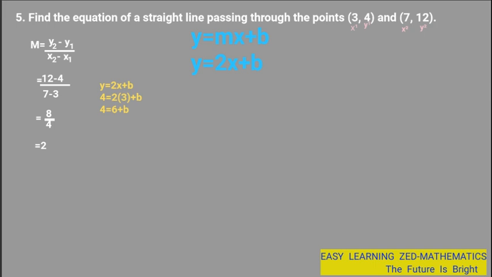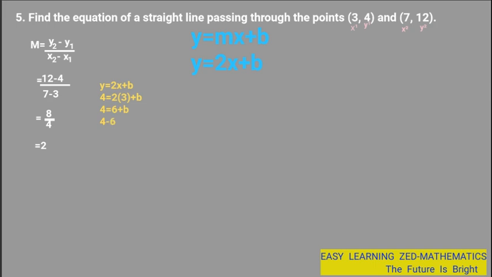Once I've done that, I'm going to put the like terms together. Remember, I want to find the value of b. So I'm going to put like terms together. That means the 6 will cross the equal sign and go to the side where there is 4. So I'm going to write 4, then minus, so 4 minus 6.